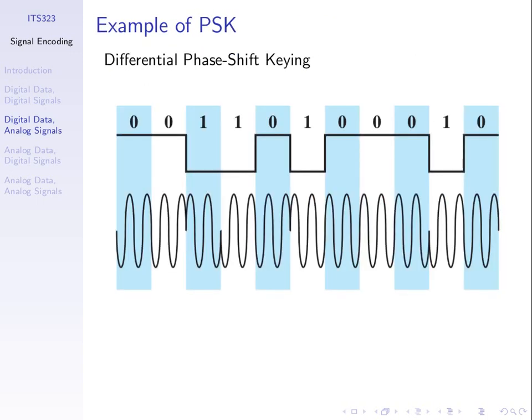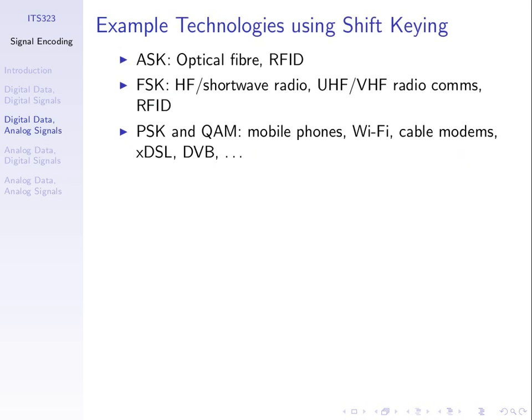Let's not go through differential phase shift keying. Some examples, or I think we've mentioned most of them: Wi-Fi, cable modems, mobile phones for phase shift keying, some radio systems for frequency shift keying, optical fibre, RFIDs for between small sensors for amplitude shift keying. Some examples.